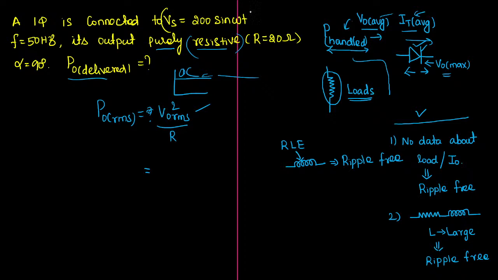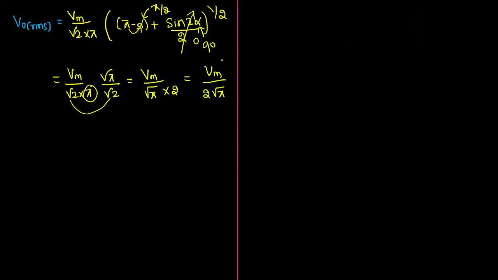Given is the instantaneous voltage. Yes or no? This is the expression of instantaneous voltage. From here we can collect the maximum voltage, so Vmax will be 200. Directly we can substitute the value: 200 by 2, that will give you 100 by pi.